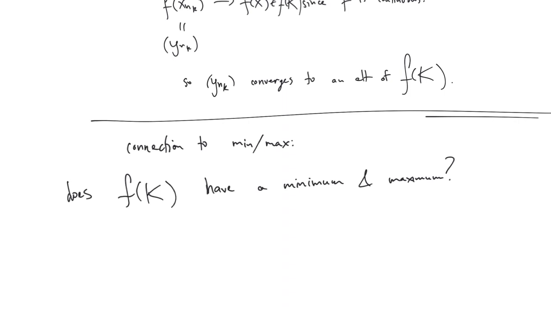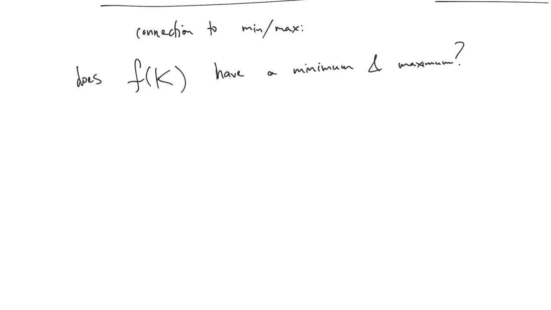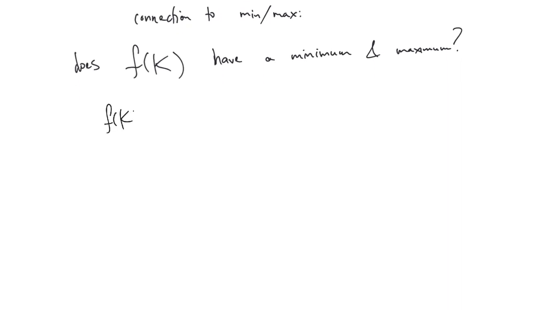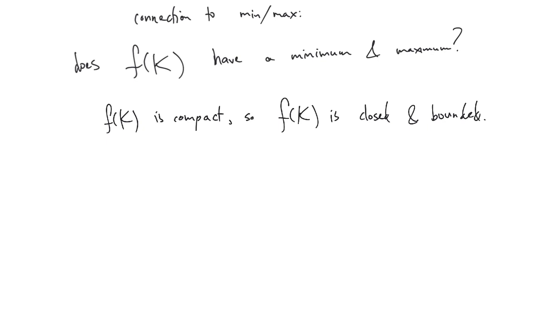What does that have to do with compactness? Actually, compactness is how you demonstrate that it has a minimum and a maximum. So F of K is compact. And remember the Heine-Borel theorem. That means F of K is closed and bounded. Now, bounded means, first of all, that the sup exists. The sup is the least upper bound. So I'll say bounded implies that the sup exists.